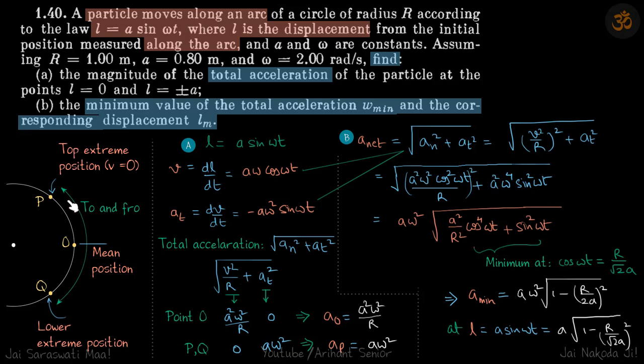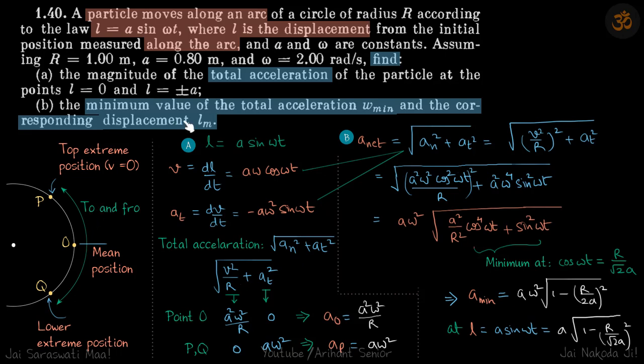So later you will study in SHM, then this equation is actually that of SHM, but instead of a circular path you have a straight path. The particle just does the harmonic motion like this. But here they are making it do the harmonic motion on a circular path. So this is the mean position, this is the top extreme position. So here v is equal to 0 because it will stop and then come back, and here also v is going to be 0. And at mean position what will happen?